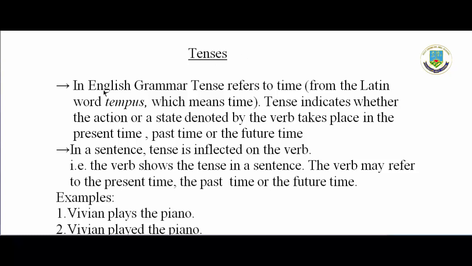Now, in English grammar, tense refers to time, from the Latin word tempus, which means time. Tense tells us whether the verb, the action or the state denoted by the verb, takes place in the present time, the past time, or in the coming time, that is the future time. Tense indicates whether the sentence or a state denoted by the verb takes place in the present time, the past time, or the future time.